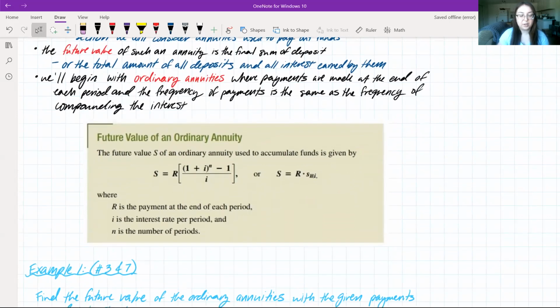So we want to start with the future value of an ordinary annuity. The future value S of an ordinary annuity used to accumulate funds is given by S is equal to R times 1 plus i to the n power minus 1, divided by i. We can rewrite it in a different form, but we are not going to bother with that. We're only going to pay attention to this very first equation. Here, R is the payment at the end of each period, i is the interest rate per period, and n is the number of periods.